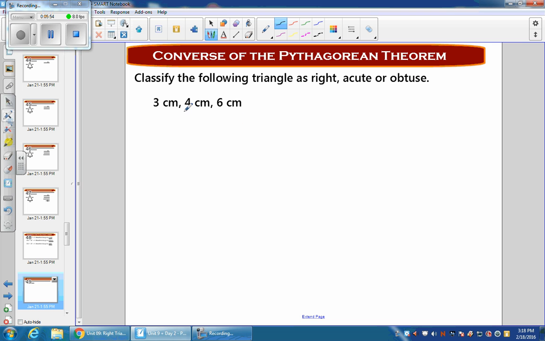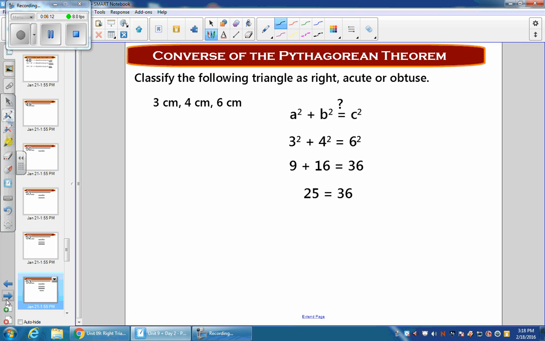So if I have these three and I want to classify them as right, acute, or obtuse, first you check if a squared plus b squared equals c squared. So you take the two smaller values to be a and b, and you just check to see if they're equal. If they're equal, which this one is not, the c squared is too big. Since that's too big, we know that this has to be an obtuse triangle.